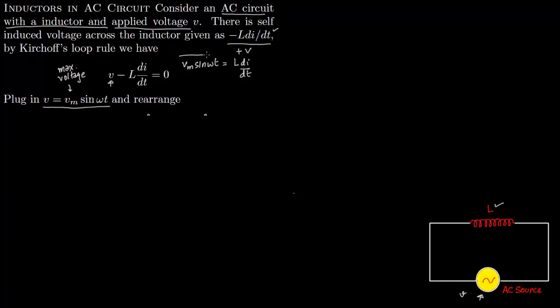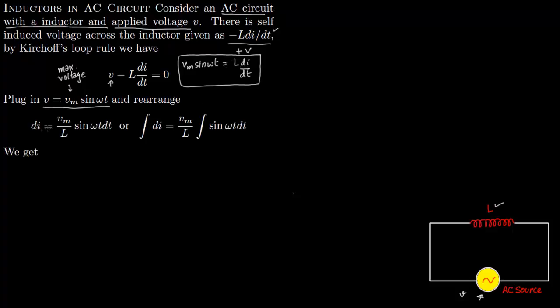We can rearrange this expression. You multiply both sides by dt and divide both sides by L. This is what we get: di is equal to Vm by L times sine of omega t dt. Now you can integrate both sides. So the integral of di is equal to Vm by L, where L is a constant of inductance, which we have talked about before. This is just a proportionality constant, so Vm by L comes out, and you have the integral of sine of omega t dt.